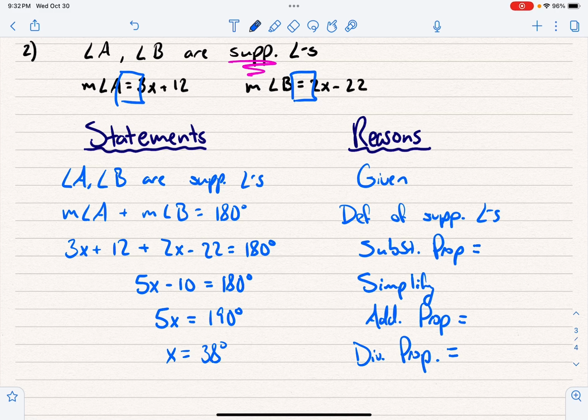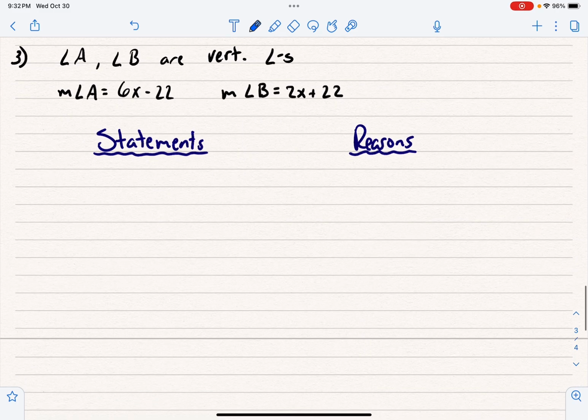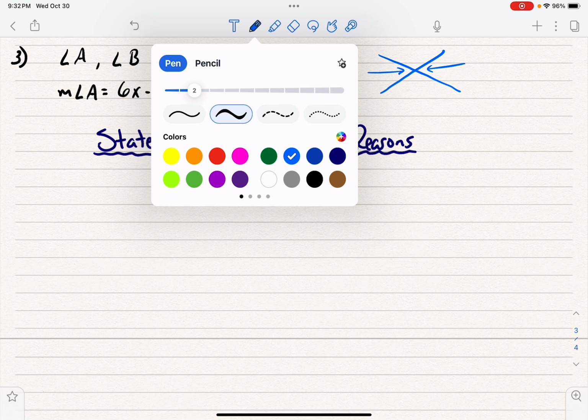All right, and then the last problem is just a little bit different, not drastic, but just a little bit different. It says that these are vertical angles. And if you remember, vertical angles are when we have two intersecting lines. It's the angles opposite of each other. And we had proved that these angles are always congruent. So we're going to start this one the same way.